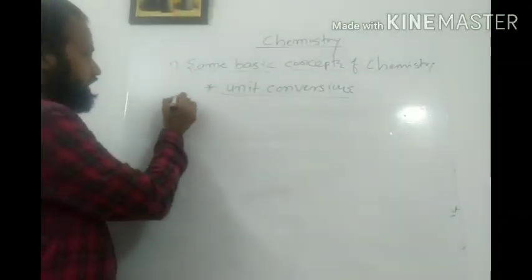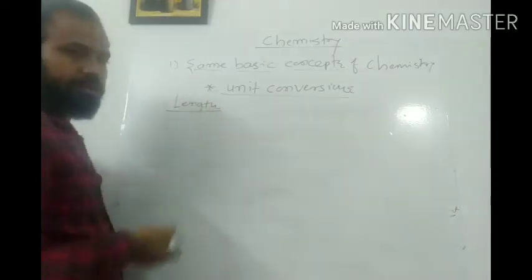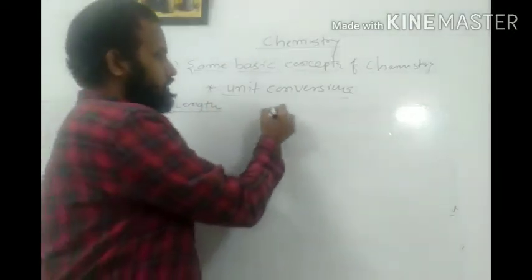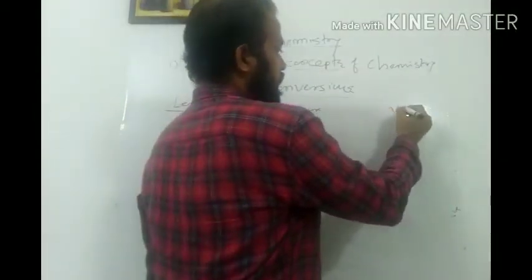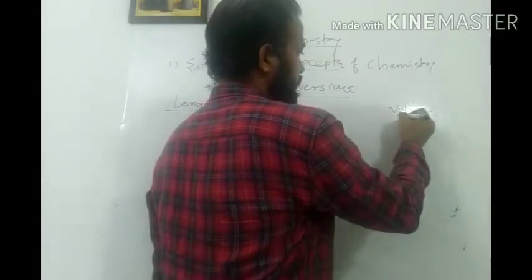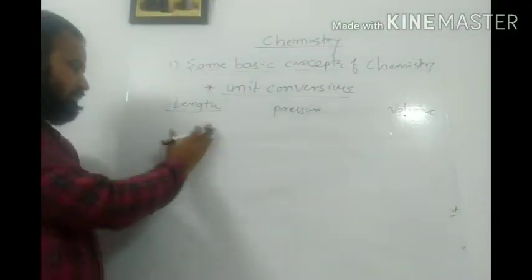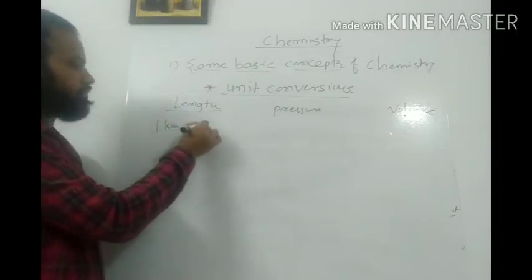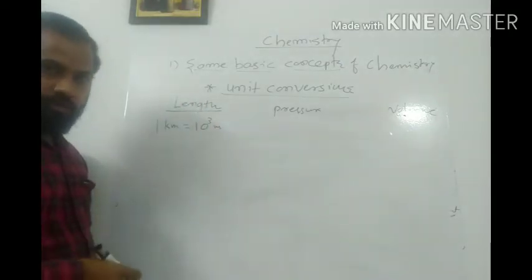Let us say I am measuring length. Here I will try to explain the units of length and their conversion, then units of pressure and its conversion, and units of volume at last. Firstly we will discuss length. Let us say this common unit, 1 kilometer, we write as 10 raised to 3 meter or 1000 meter, isn't it?